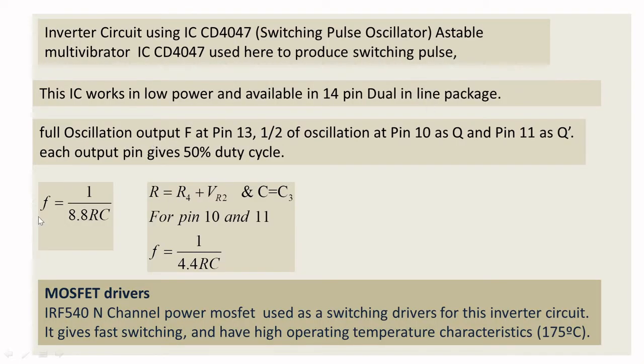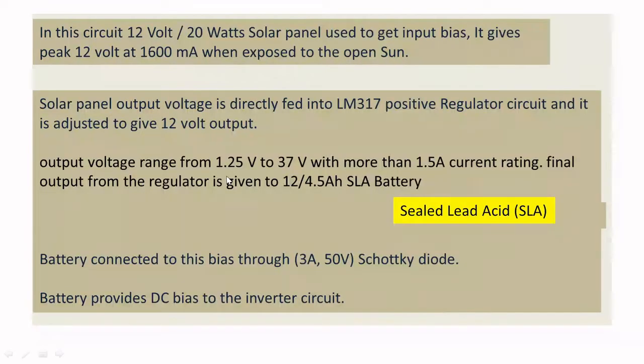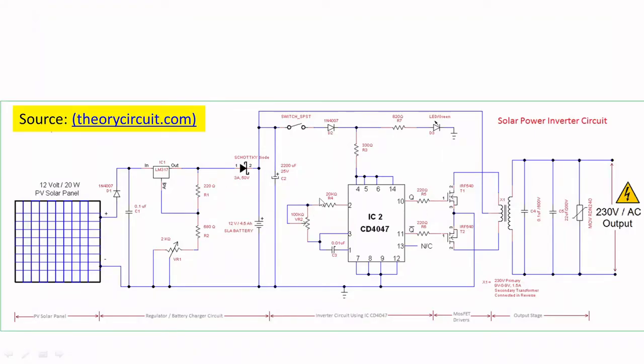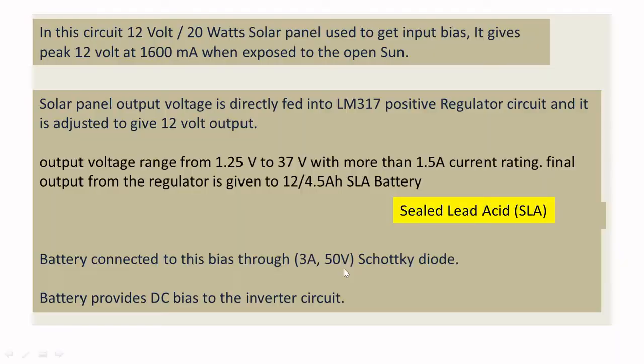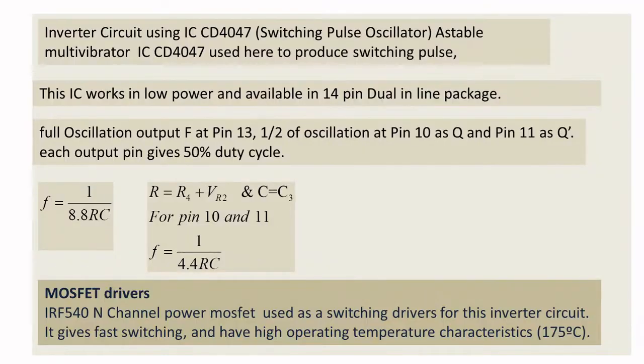I said the formula is F equal to 1 by 8.8 RC. R is nothing but this point: R4 plus VR2, right? So R4 plus VR2 is important. This is a variable resistor. Plus the capacitor here is C3, so C is C3, which you want to take for the calculation.